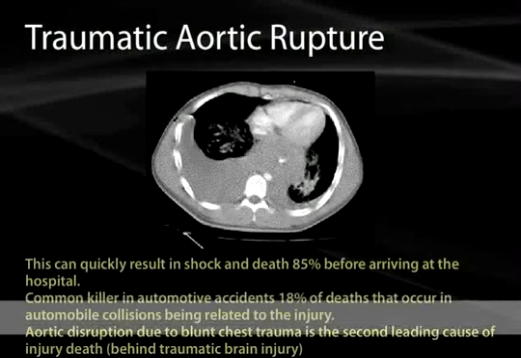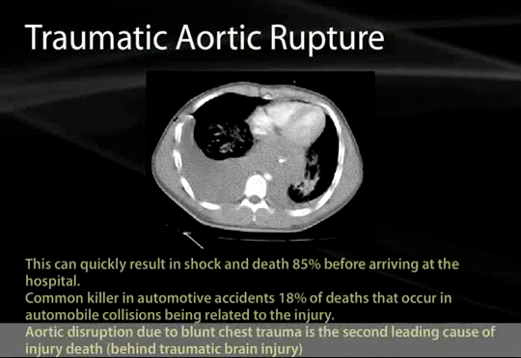Aortic disruption is going to be a killer for about 18% of the deaths that occur in automobile collisions. And then there's going to be a large portion of these disruptions that are results of blunt chest trauma. It's only second to the leading cause of injury and death, which will be traumatic brain injury.